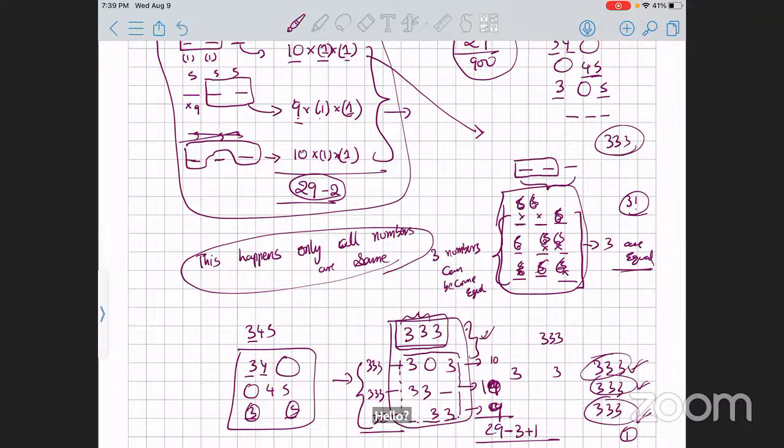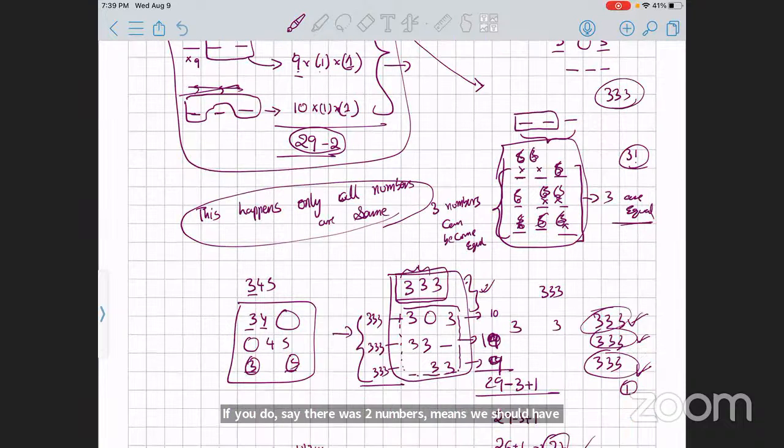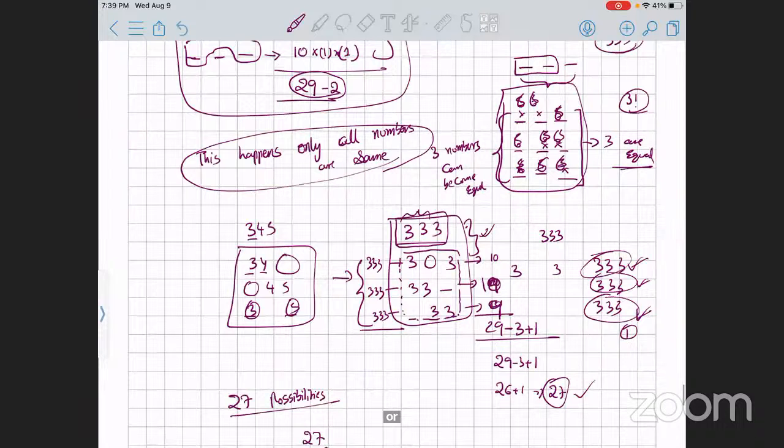If there were two numbers, we should subtract 2 from 29, which gives 27, and add 1. Look, this happens here also. For suppose here it is like 5, 3 and then 4. Even it happens here also.